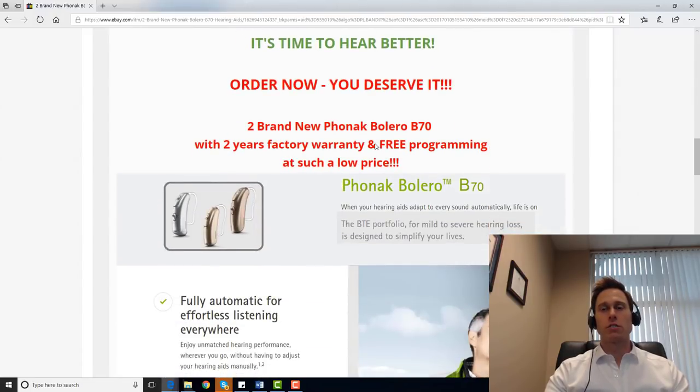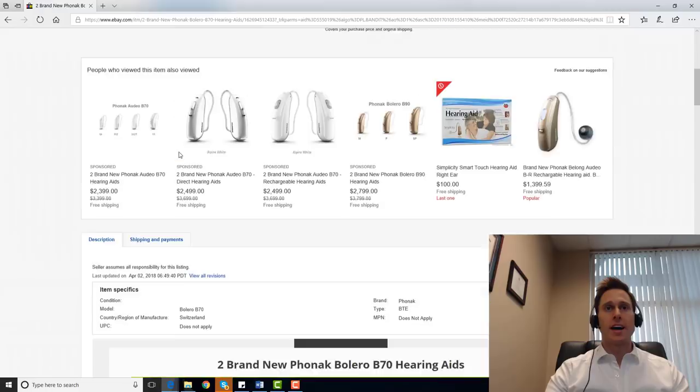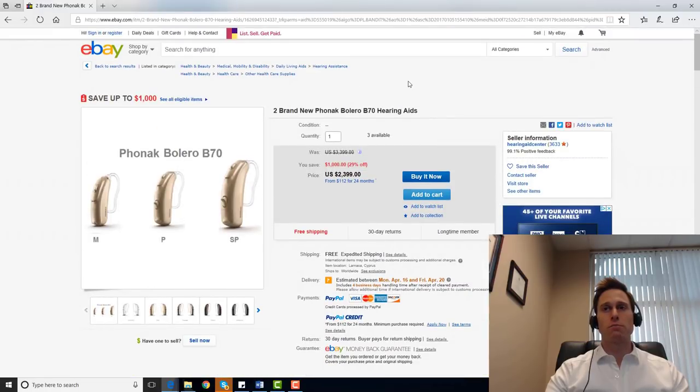And so it says here, this is a perfect example, it says that with 2 years factory warranty and free programming. Well, that's great, but as soon as you buy these online and you want to get them serviced or programmed, you're going to have to take them into a local facility if you want to get them custom programmed. Anytime someone says that they will give you programming and you're buying them online, unless you are going into them, it is not custom programming. It's just them making certain adjustments to the hearing aids, which may or may not actually help you hear better.